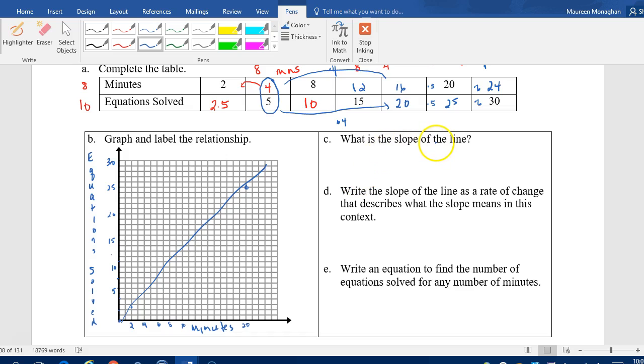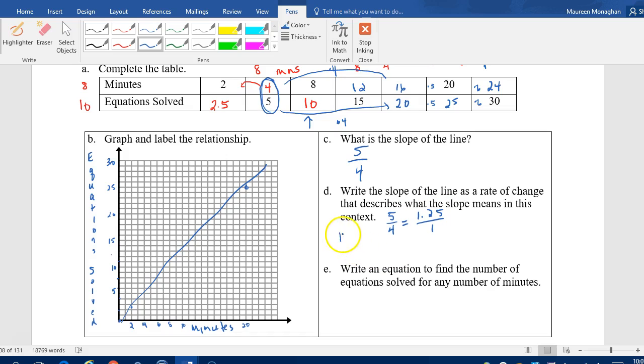All right, what is the slope of the line? Well, the slope of the line is the simplified version of what we started with. So we simplified. So here's our slope. What is the slope as a rate of change? So we're going to simplify 5/4, and that's 1.25 per 1.